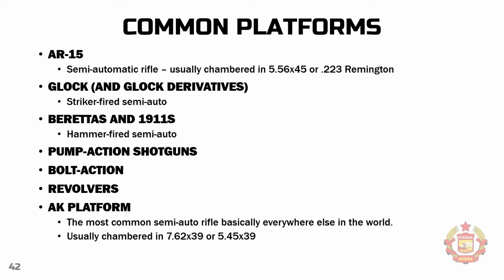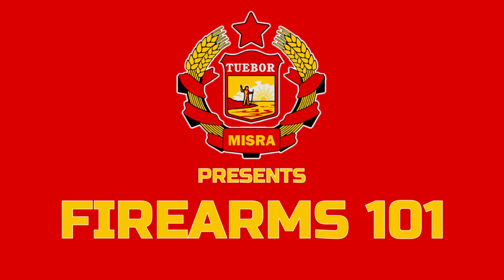We've got a revolver video, and we've got a newly added AK video. It's the most common semi-automatic rifle basically everywhere else in the world. They're not super common here. I might say they're building in popularity a little bit, but they're usually chambered in 7.62x39 or 5.45x39. So what I will do is cue those up and then let you watch them, and we can go from there.